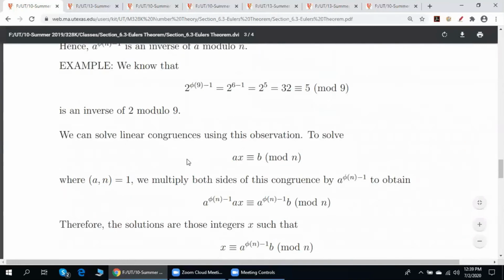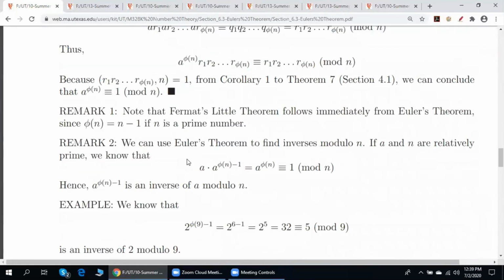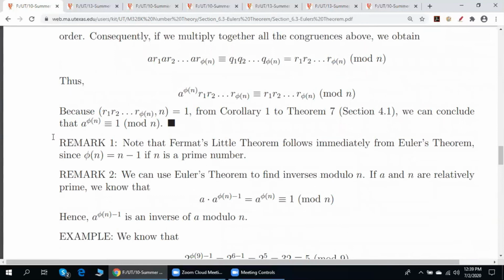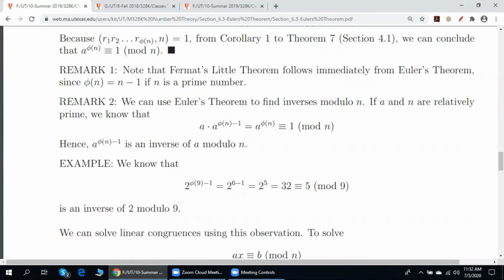Lastly, let us discuss a few examples. So remark one, note that Fermat's little theorem follows immediately from Euler's theorem, because if n is a prime number, phi of n is n minus 1. Please take a look at remark 2. We can use Euler's theorem to find inverses modulo n.